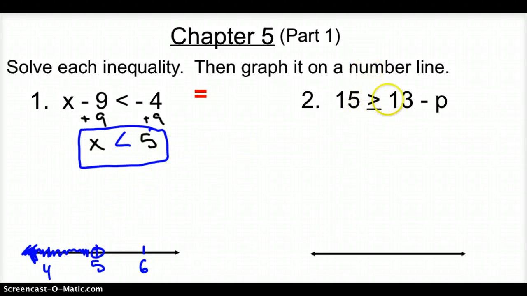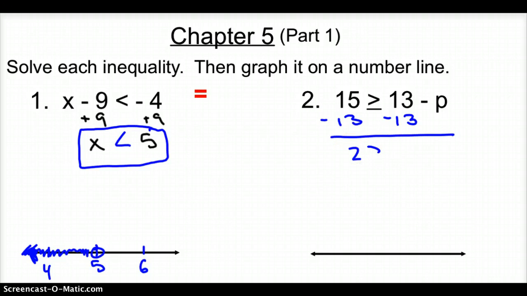Number 2, let's try number 2. Now we have 15 is greater than or equal to 13 minus p. Again, we have to solve for p. The very first thing we have to do is subtract 13 from both sides. Bring everything down. 2 is greater than or equal to negative p.